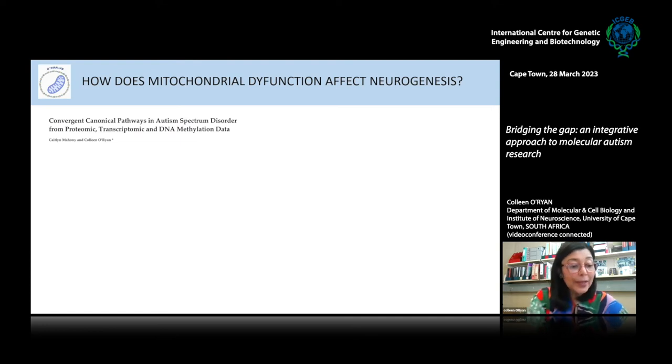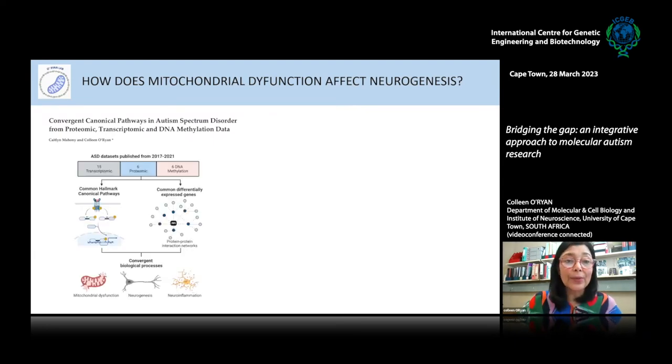Our data set was one data set. So what we did was look at all the data that was available at the time this paper came out in 2021. There were 15 transcriptomic data sets, mostly from the United States. We only looked at primary data sets, and there were 6 proteomic data sets and 6 methylation data sets, of which one was ours. This is the graphical abstract from the paper. We reanalyzed those data sets, their gene lists.